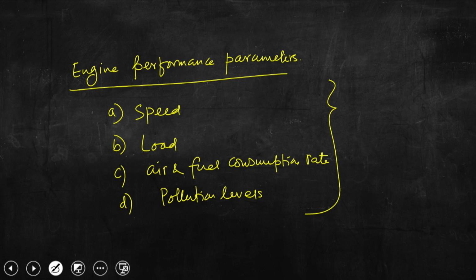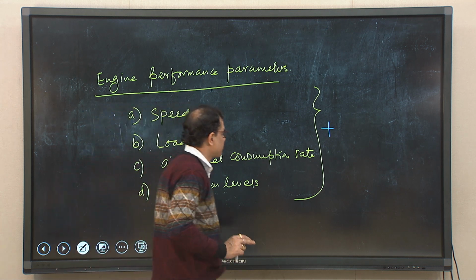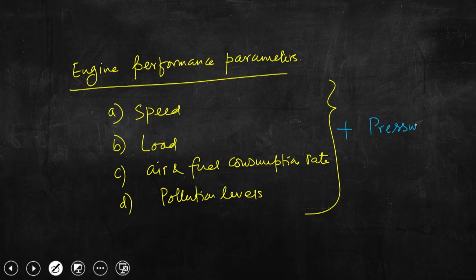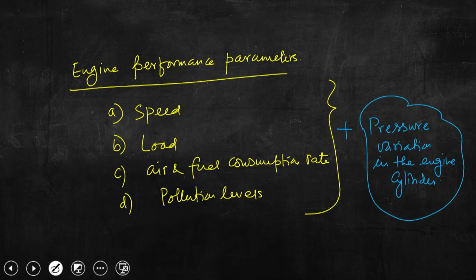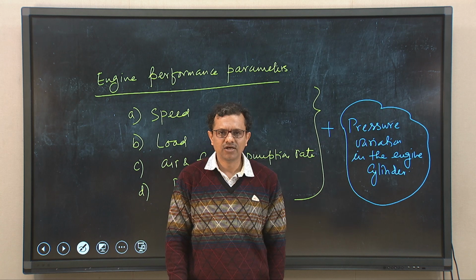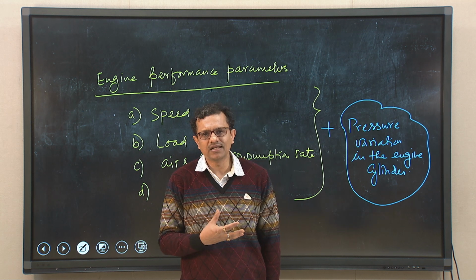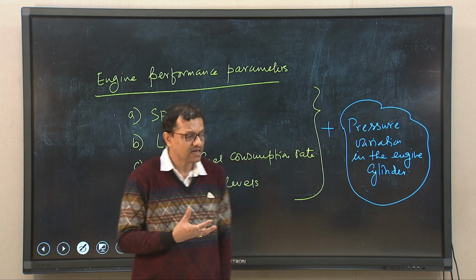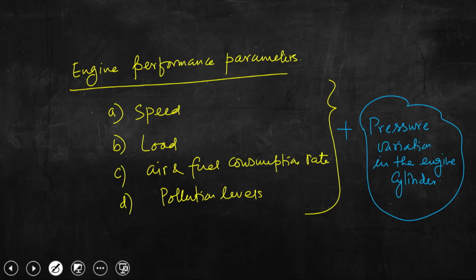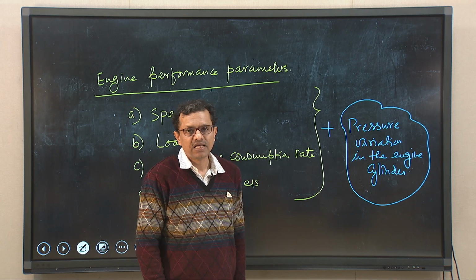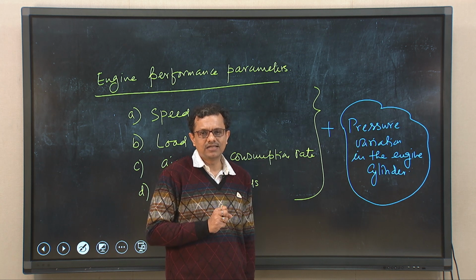Now, in addition to these 4 quantities, another important quantity closely related to engine performance is pressure variation in the cylinder. This is also a very important quantity to know. Let me tell you why. If we do not know the variation of pressure, it is very difficult to tell about the power developed, though we can measure speed, load, air fuel consumption rate, and to some extent I will discuss pollution level if time permits. But pressure variation inside the engine cylinder is very important to know.